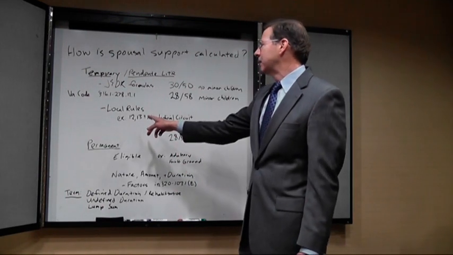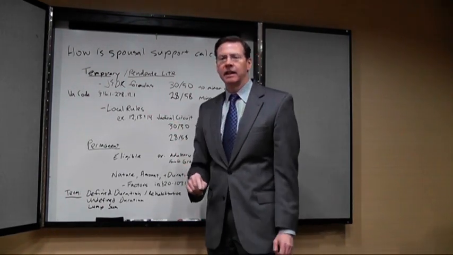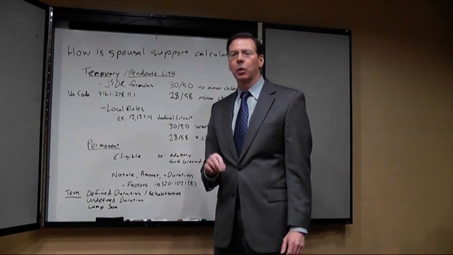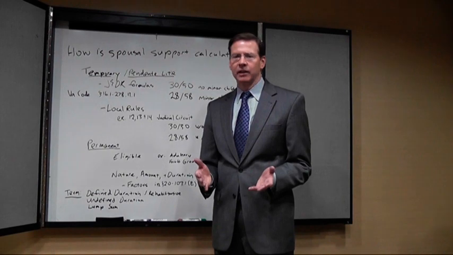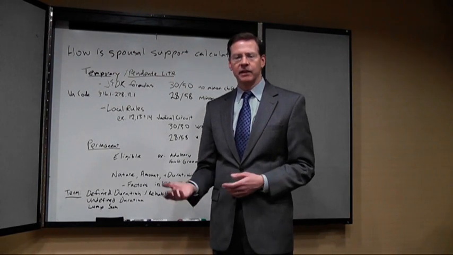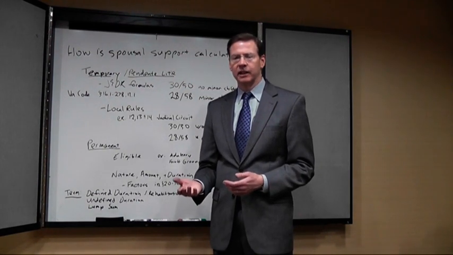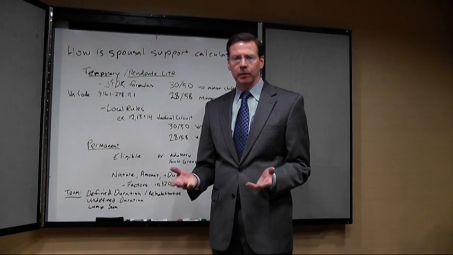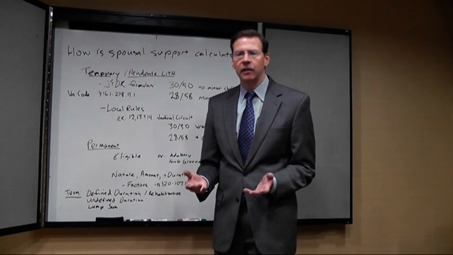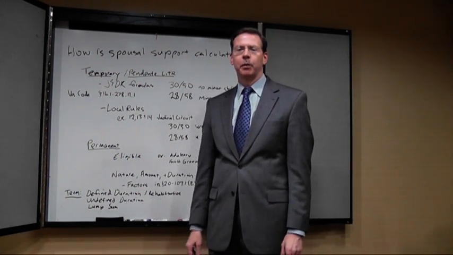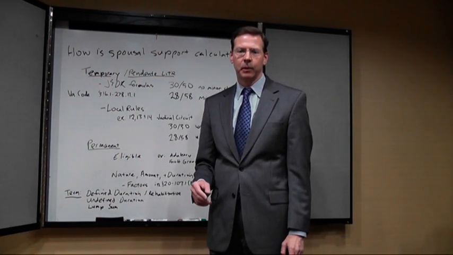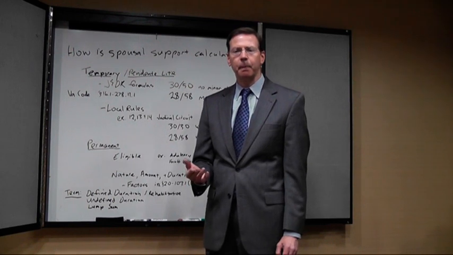The other way that temporary or pendente lite support might be determined is according to the local rules. I mentioned this code section applies only to the juvenile and domestic relations courts in Virginia. There is no similar formula in the circuit courts, where a party might ask for temporary or pendente lite spousal support in a divorce case.